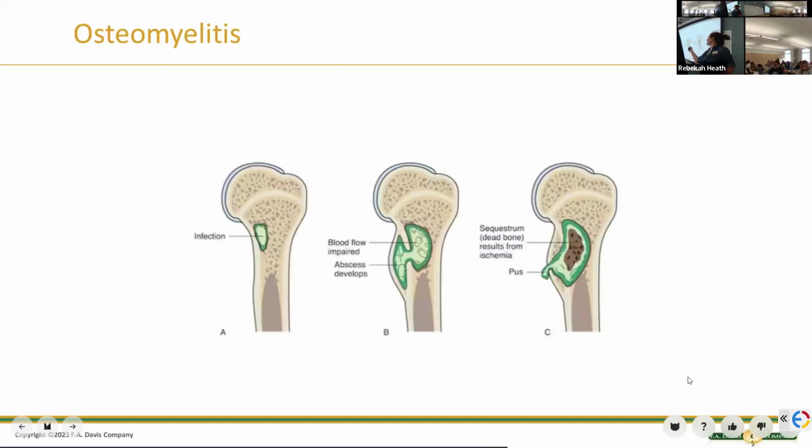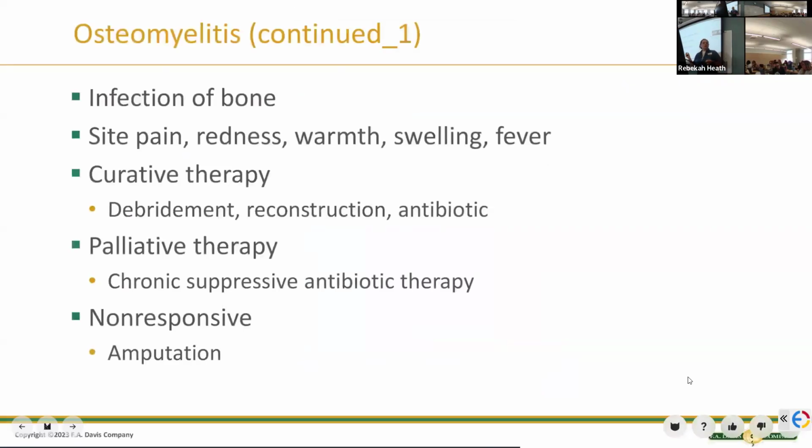Here you can see where somebody can have a little infection that starts, blood flow gets impaired, and eventually pus can leak out into the surrounding tissues. Gnarly. Usually we don't see the bone, but we can see the tissues around the bone. Those are going to be swollen, red, painful. Usually you have to do a debridement, which means you open up that area surgically and clean it out. They're going to do antibiotics. They might do some reconstruction, sometimes bone grafts, trying to heal it up.